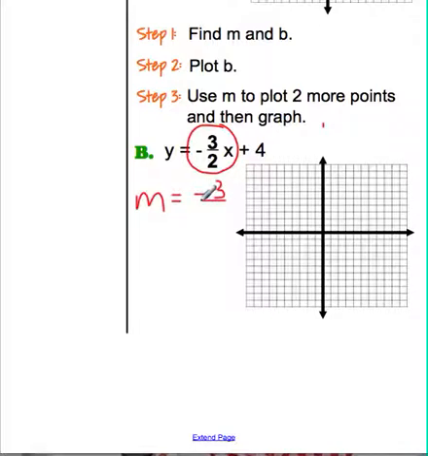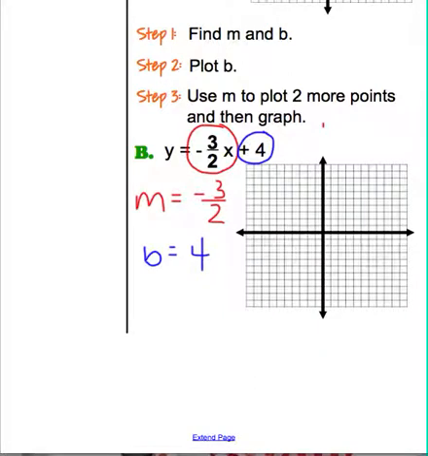Now the discussion that's come up since we started working with slope is, where does that negative go? It can go in the top, or it can go in the bottom, as long as it doesn't go in both. So then I'm going to take a look at that b, which here is plus 4, so I'm going to mark down that my y-intercept is 4, and then I'm going to go ahead and graph.